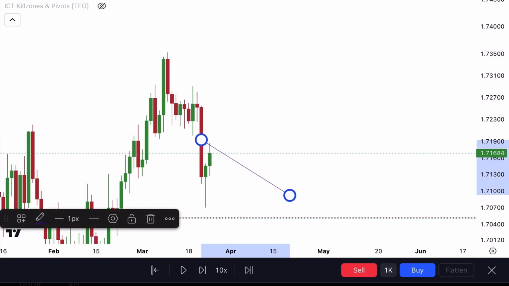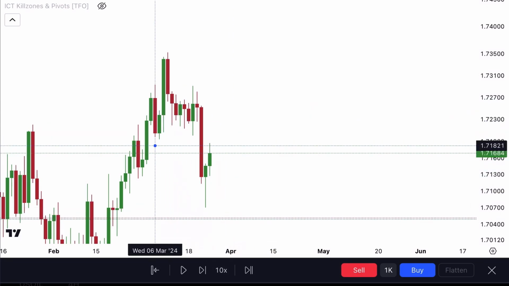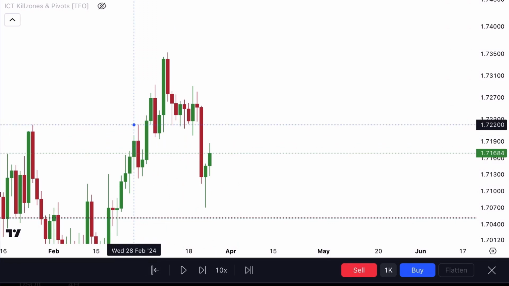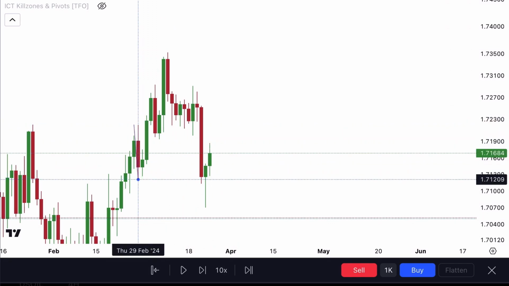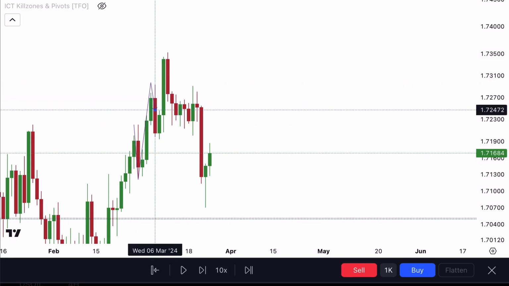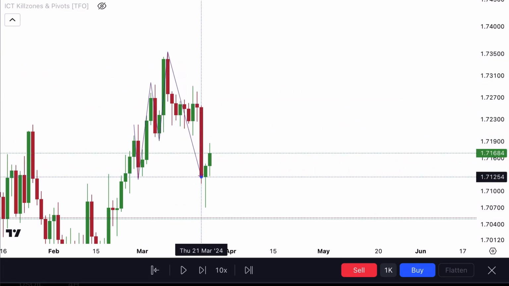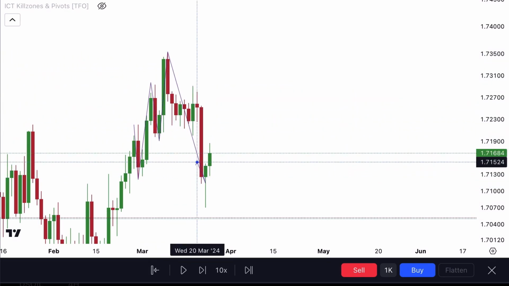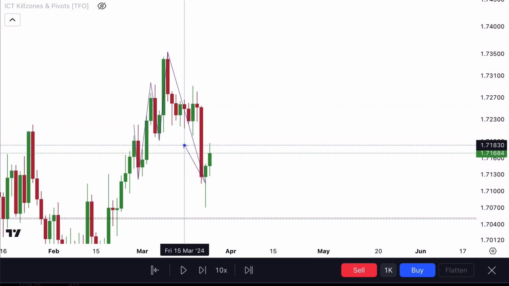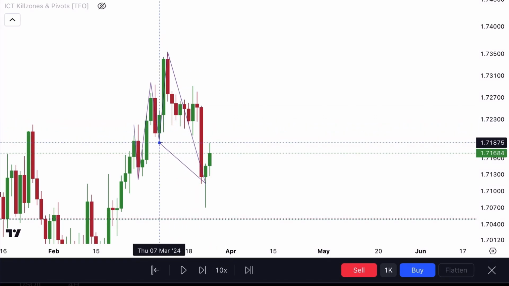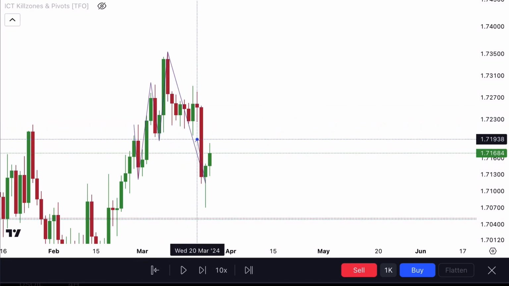structure. So I will be drawing out the structures to give you an indication of what the previous structure was like. Here we were making higher lows and higher highs, so price was bullish on the daily time frame. Then we had a break of structure with this impulse closing below the lowest point of the previous structure.